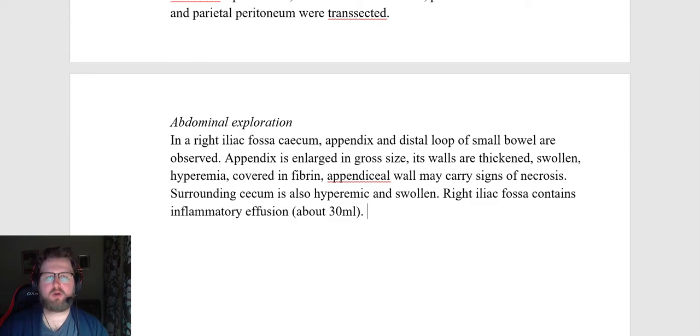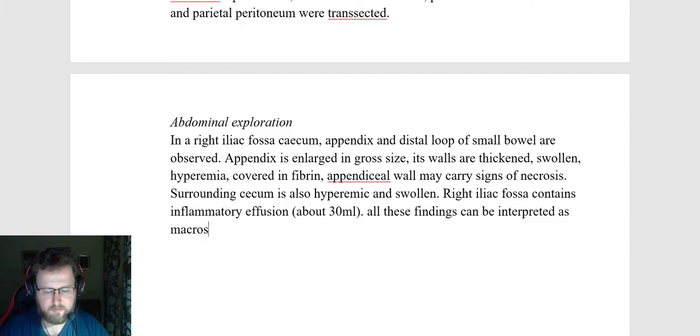Next, after all your macroscopic findings, you write a short conclusion that all these findings can be interpreted as macroscopic features of an acute destructive appendicitis.